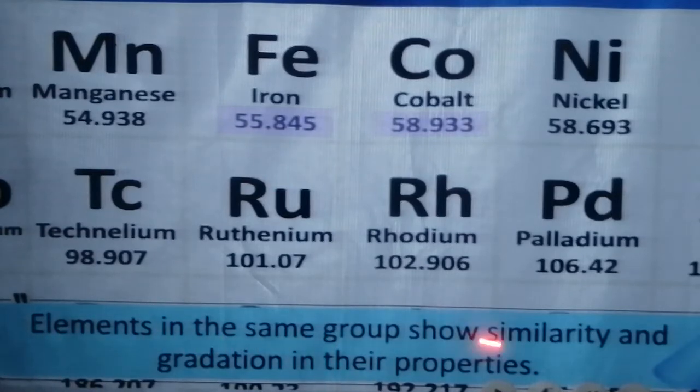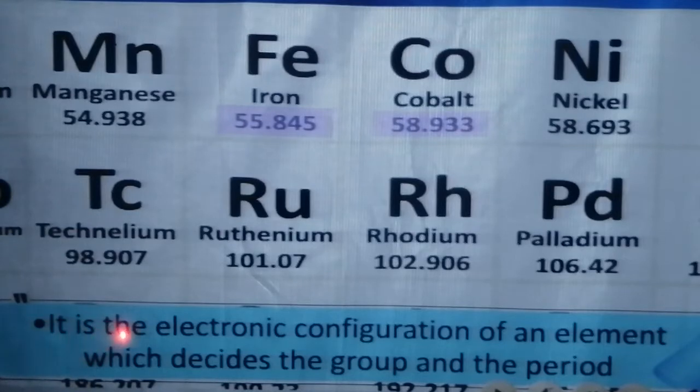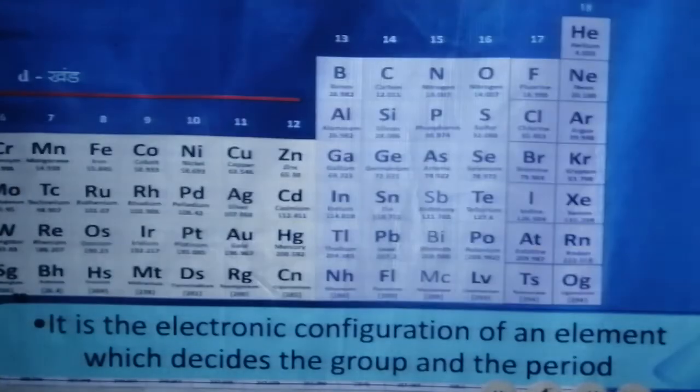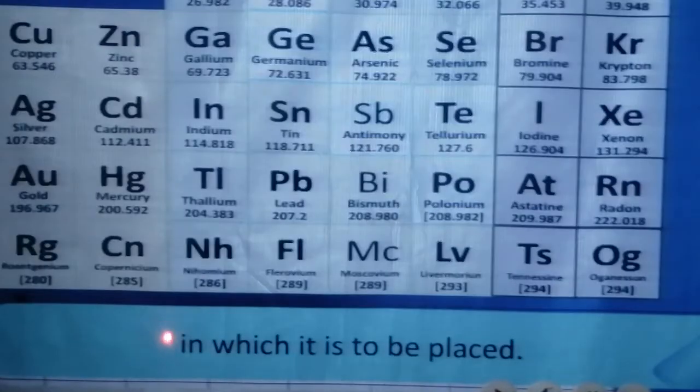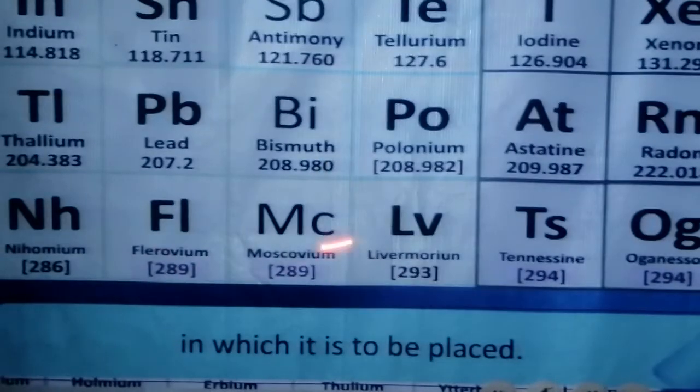Elements in the same group show similarity and gradation in their properties. It is the electronic configuration of an element which decides the group and the period in which it is to be placed. Groups and electronic configuration.